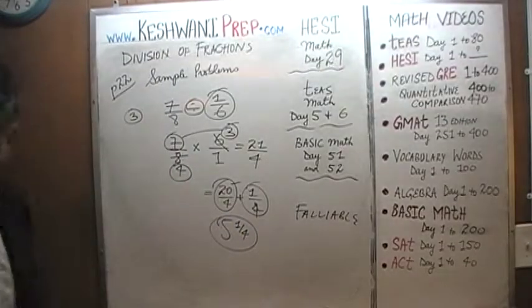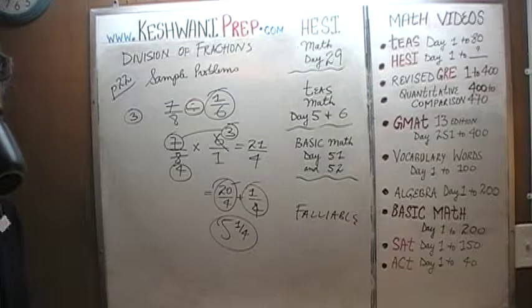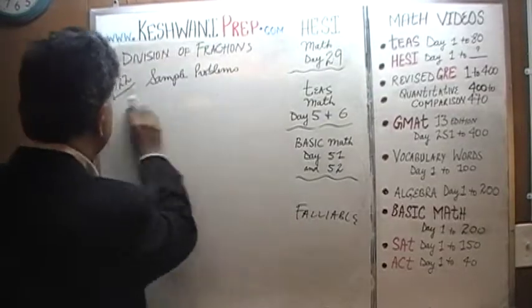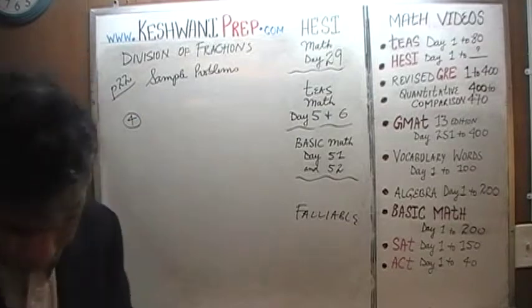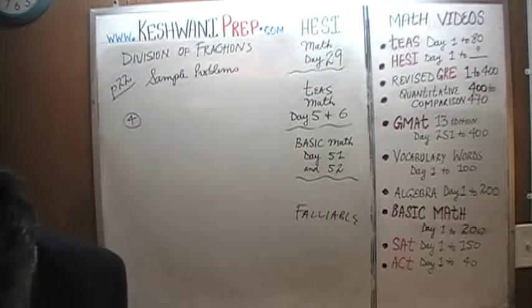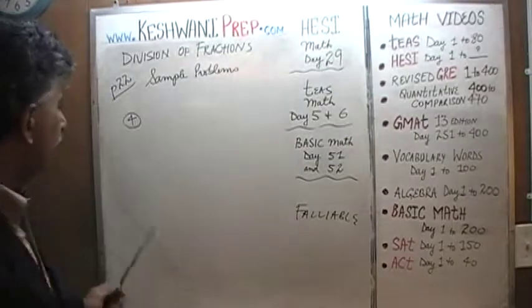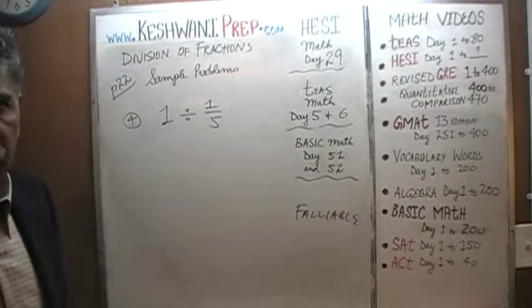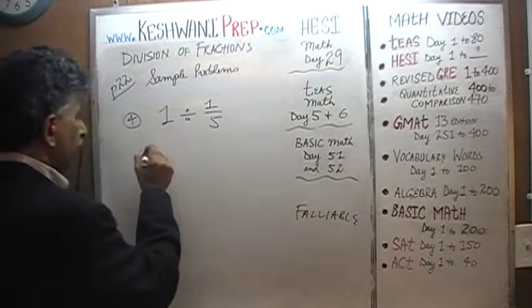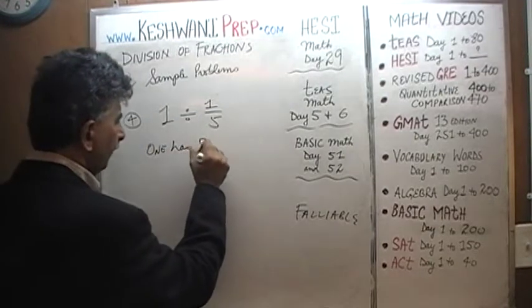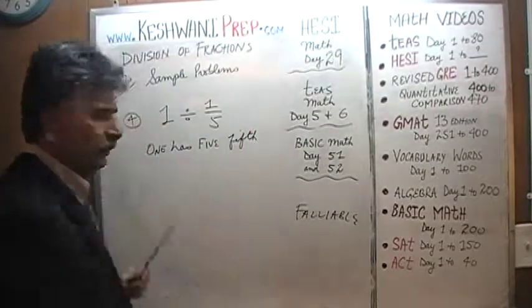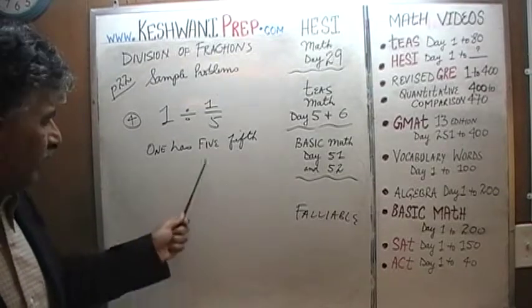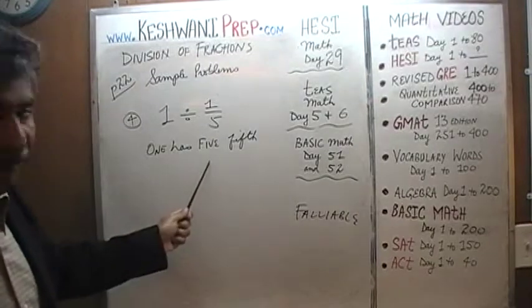Let's do number 4. Problem number 4 is asking us to divide 1 by one fifth. Well, this is a very silly question. 1 divided by 1/5. How many fifths do you suppose 1 has? 1 has 5/5. Just like one has 6/6, one has 3/3, one has 4/4, one has 10/10, one has 11/11.